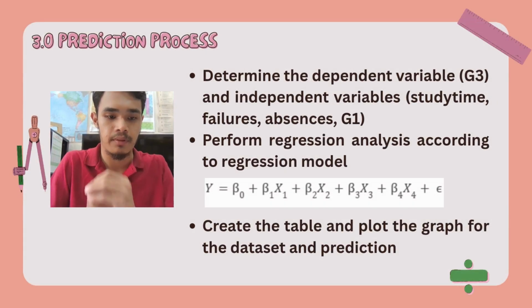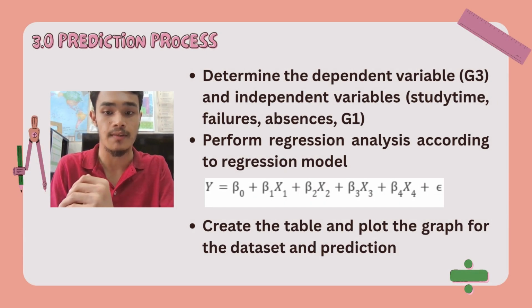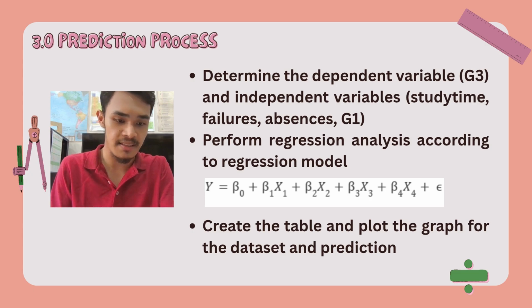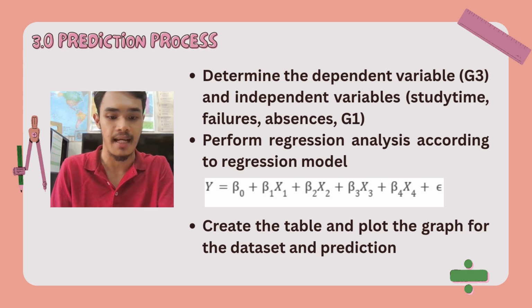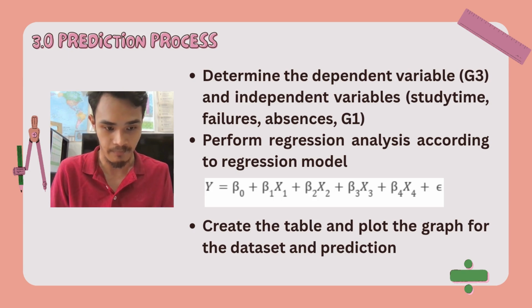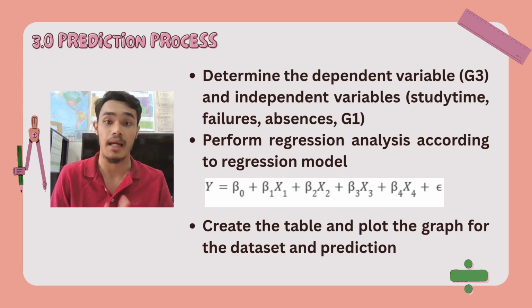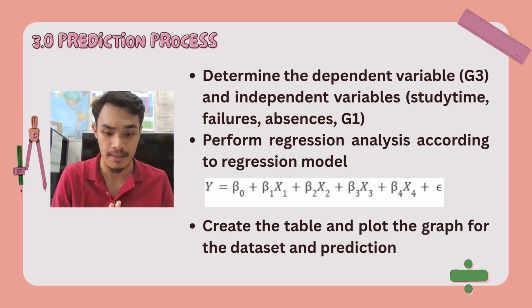Process of prediction. The first step in the prediction process is to determine the dependent variable and independent variables. In this case, the dependent variable is the final exam grade, G3, while the independent variables consist of study time, failures, absences, and the first exam grade, G1. Then, the regression model is set. The predicted values for the dependent variable G3 are calculated. Based on the data from the calculation, a table for the dataset is generated and the graph is plotted.